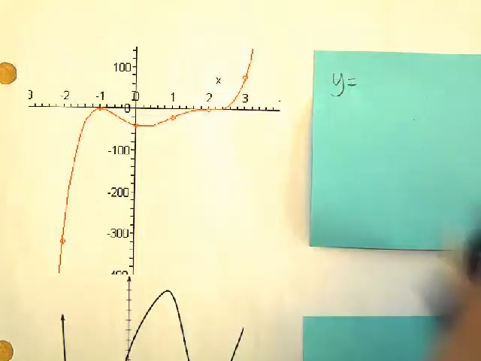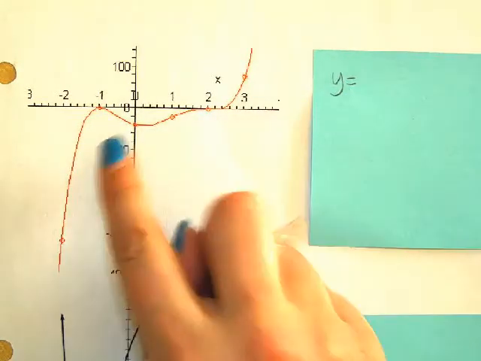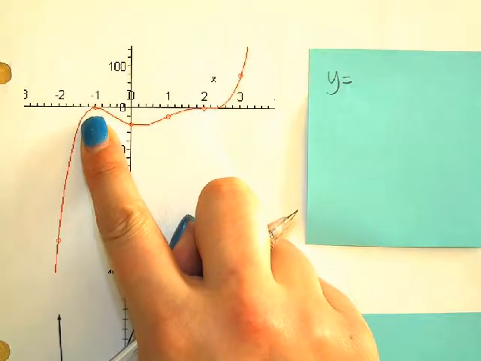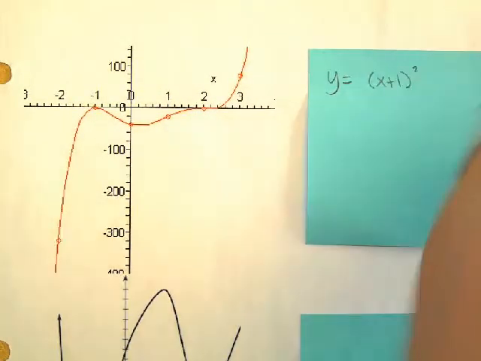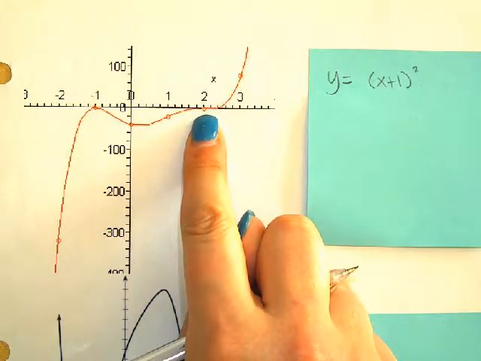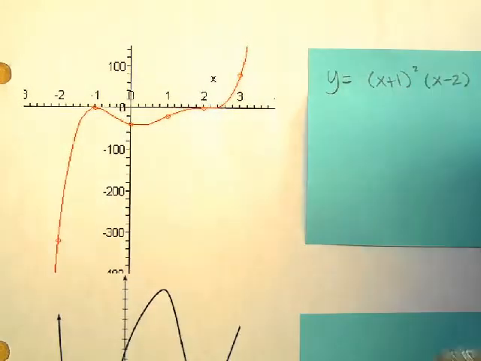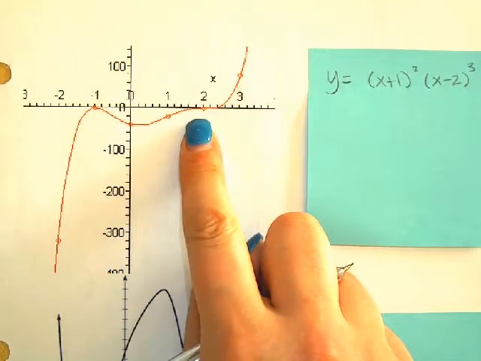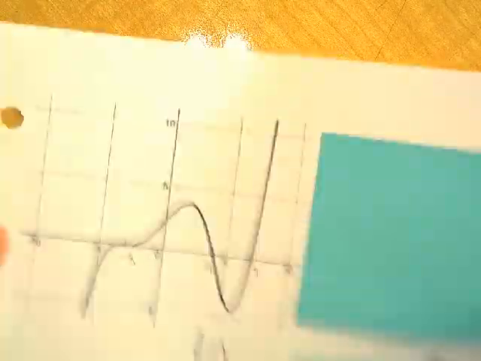All right, so we have an odd degree and we have a positive coefficient. What do we see first? X plus 1 squared, okay? X minus 2 cubed, yeah, because it definitely doesn't go straight through, right? It looks too weird to go straight through. Okay, let's do this one.